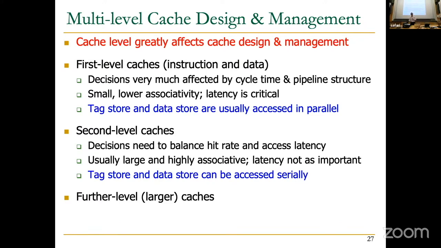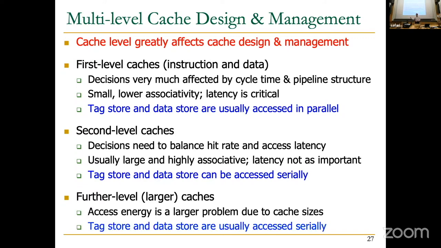At the second level, tag store and data store can be accessed serially, and depending on the design decisions and how big your second level is, in modern processors, they're accessed serially. But now if you go to the next outer levels, where your cache is, let's say, 48 megabytes, 64 megabytes, even larger potentially, access energy becomes an even larger problem due to the size of the cache. And tag store and data store are usually accessed serially to save energy in that case. And access latency is less of a problem at that point because you already waited so long. Maybe you can wait another 5 cycles, right, from the processor's perspective. So that's the trade-off, basically.